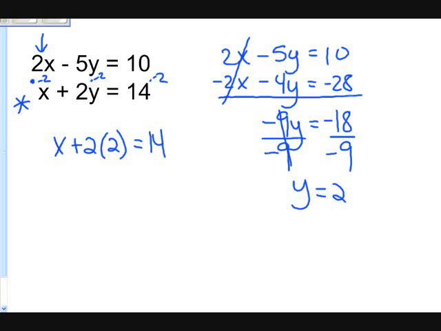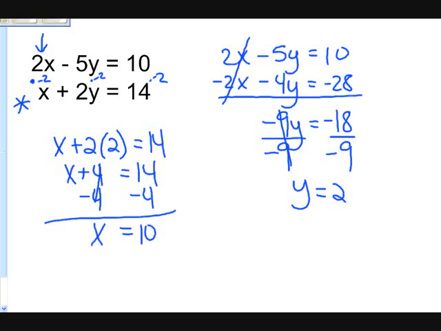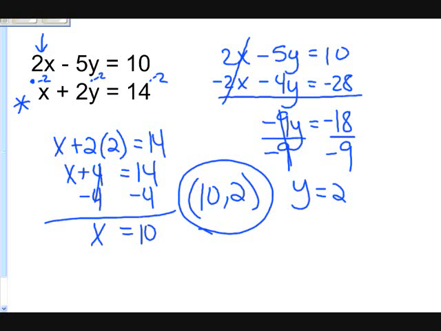Now, 2 times 2 is 4, is equal to 14, minus 4 from both sides, and x is equal to 10. So the point where these two intersect are 10 and 2. Okay, looking at another problem.